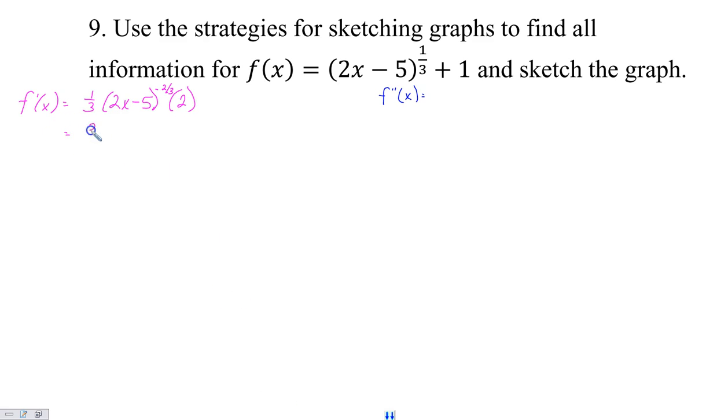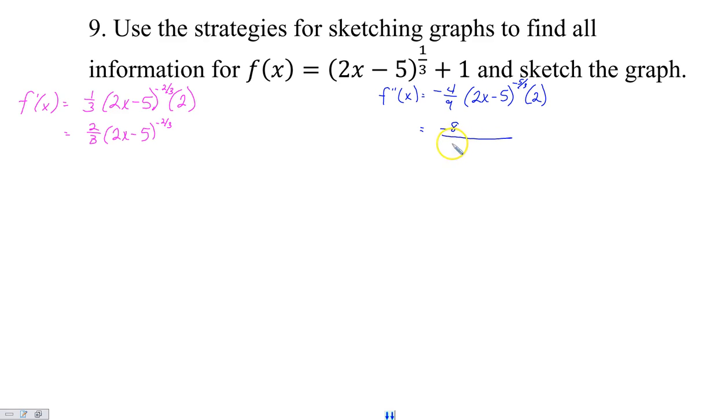So this is going to be 2/3 times 2x minus 5 to the negative 2/3 power. We'll leave that alone. And so let's use that to find the second derivative. So this is going to be a negative 4/9 times 2x minus 5 to the negative, subtracting 1 again, 5/3 power, times the derivative of the inside, which is 2.